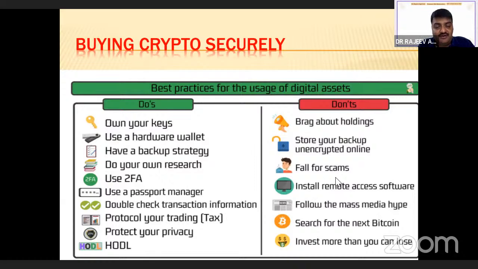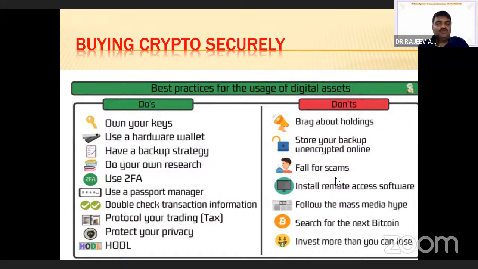Double check transaction information, because once your transaction has been done, and if it is wrong, it is irreversible. Whoever gets that money has that lottery. Keep a record of your trading as per tax requirements, and protect your privacy. Don't brag about holdings. Don't store your backup unencrypted online. Don't fall for scams, like someone says in 2 weeks time Bitcoin will become 26,000 to 50,000.